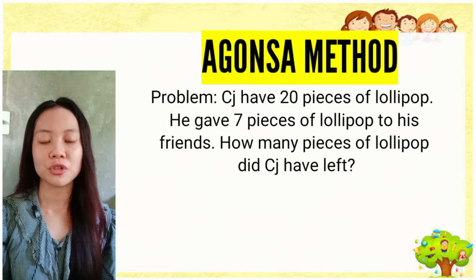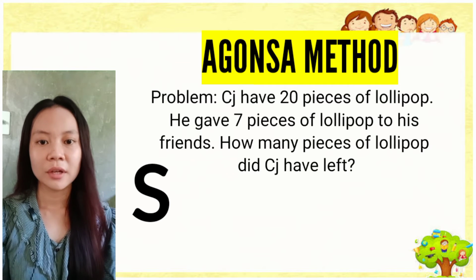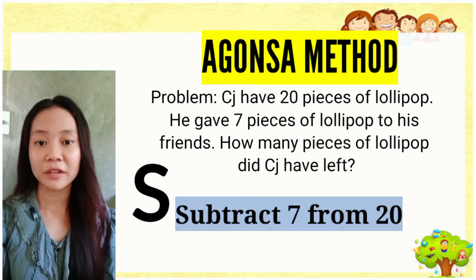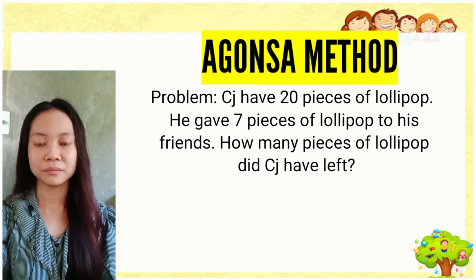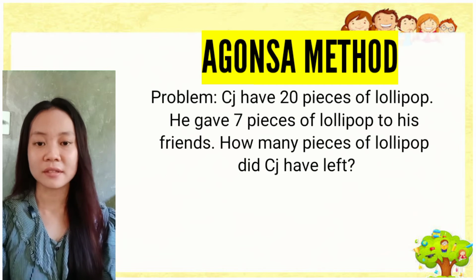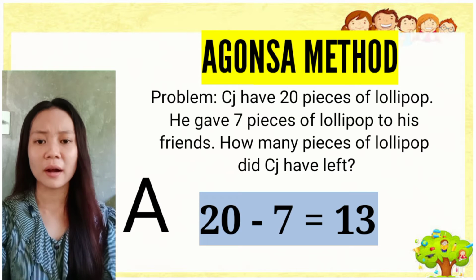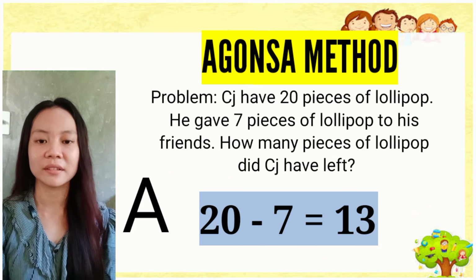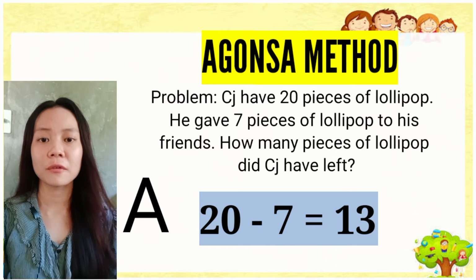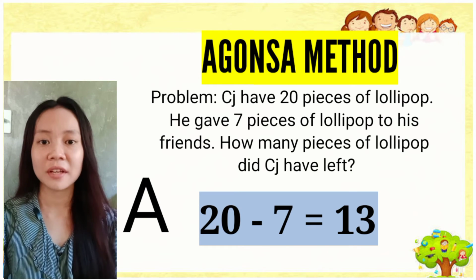For the solution, we subtract 7 from 20. So, next is the answer. If we subtract 7 from 20, what will be the answer? So, the answer is 13. The pieces of lollipop CJ left is 13.